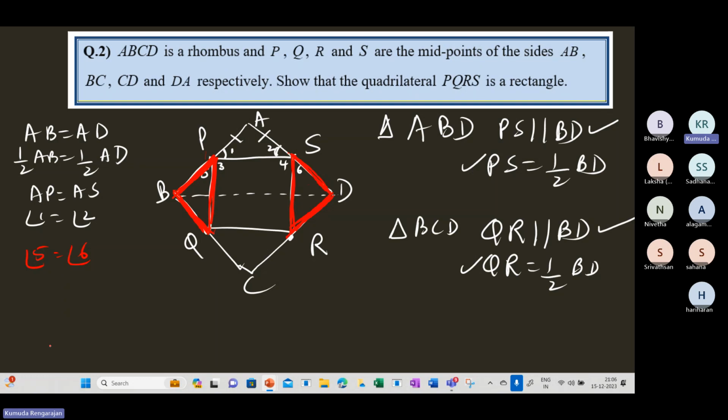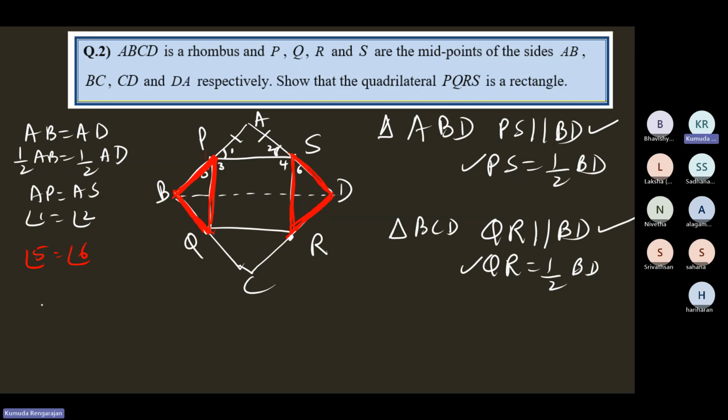Now, angle 1 plus angle 3 plus angle 5 is 180 because straight line. Angle 2 plus angle 4 plus angle 6 is also 180 because straight line. So 1 plus 3 plus 5 is 180. 2 plus 4 plus 6 is also 180. That means these two are equal.